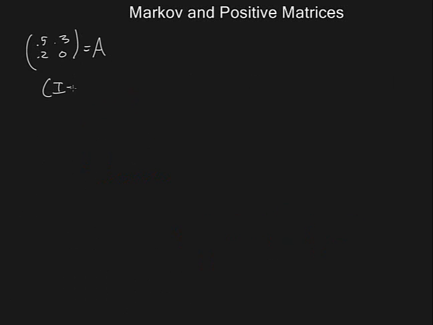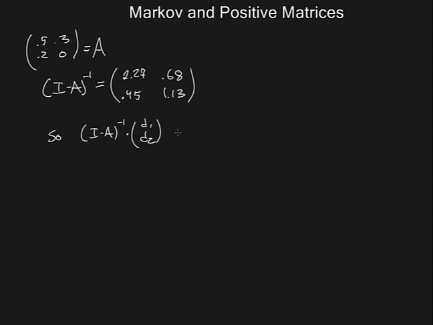So let's just look at our example. There's our matrix, and it turns out that I minus A inverse is, rounding off, this matrix, which has all positive entries. And so if you had any starting value D, you could multiply it by this, and you get something with positive values, which would be meaningful. So that's the input-output model.